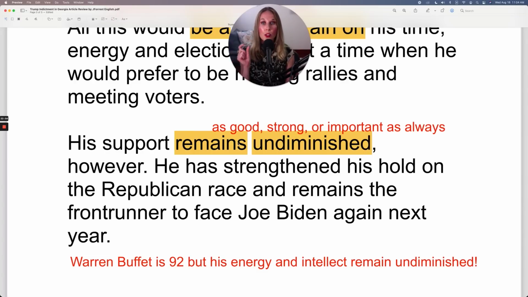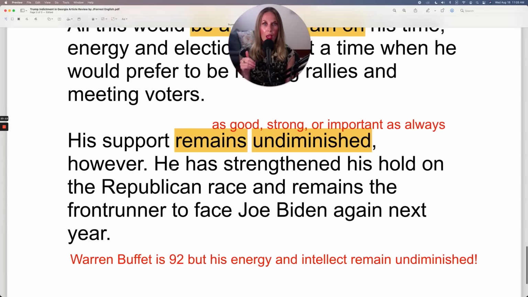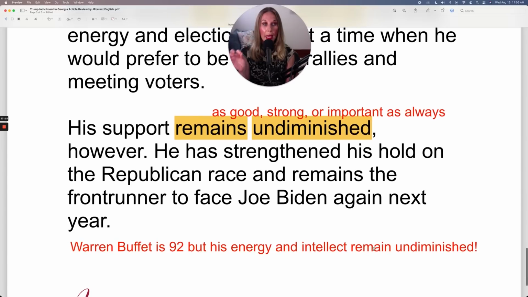So you need to conjugate your verb according to the subject and time reference. In this case, it's the present simple. So his support is as good as always, as strong as always, meaning that these criminal charges haven't impacted his support. Another example with remain undiminished is Warren Buffett.